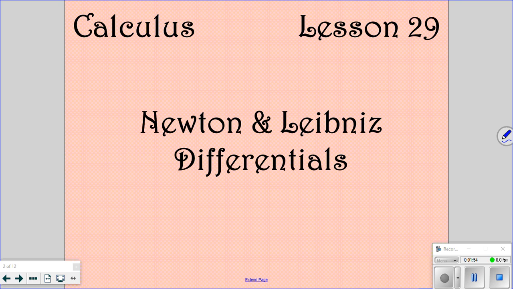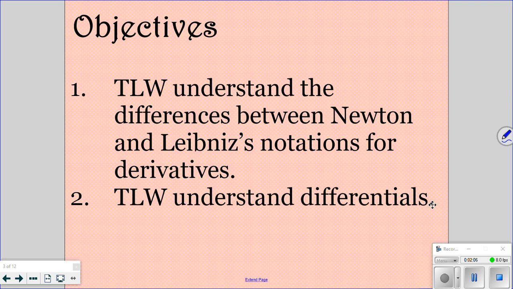All right, so we're looking at lesson 29. So we're going to look at Newton and Leibniz, and then we're going to look at differentials. So hopefully you'll understand the difference between their notations for the derivatives, and you'll understand differentials.